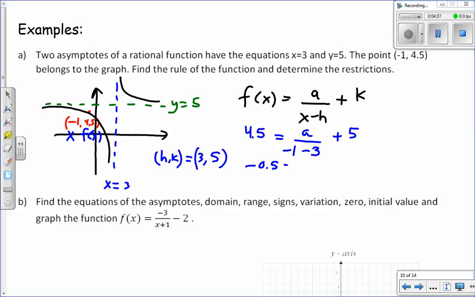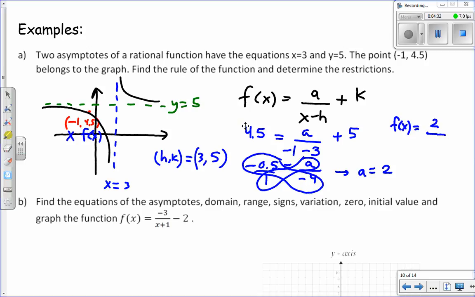And then I have a over negative 4. Then you multiply. So 1 times a. So a is equal to, I did this, negative 0.5 times negative 4. That's 2. So my a is 2. Therefore, my rule will be f of x is equal to 2 over x minus 3 plus 5.